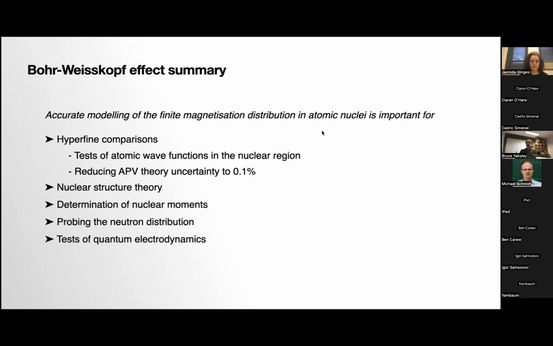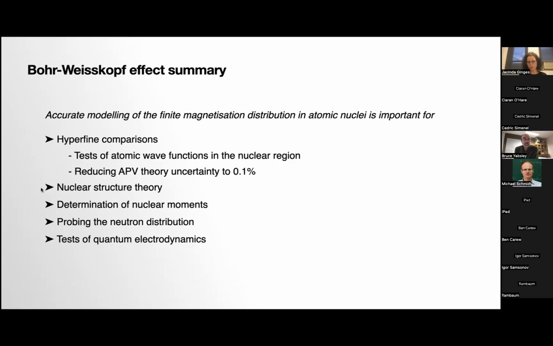So finally, a summary on the Ball-Weisskopf effect. Accurate modeling of the finite magnetization distribution is important for hyperfine comparisons. Through that, it means we can test the atomic wave functions in the nuclear region, and only then, once we can test them, can we continue to develop the theory. So we've got something to benchmark it against and know that we're actually improving. So this will help us to reduce the atomic parity violation theory uncertainty to 0.1%, which is our goal within the next years.